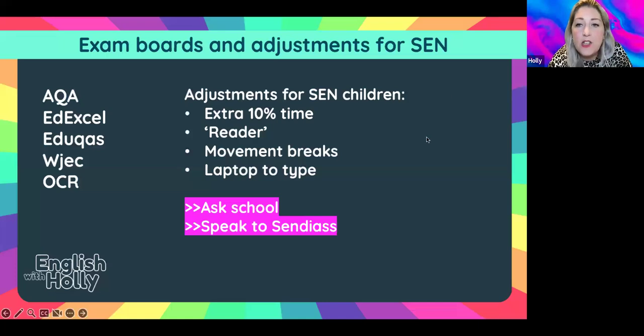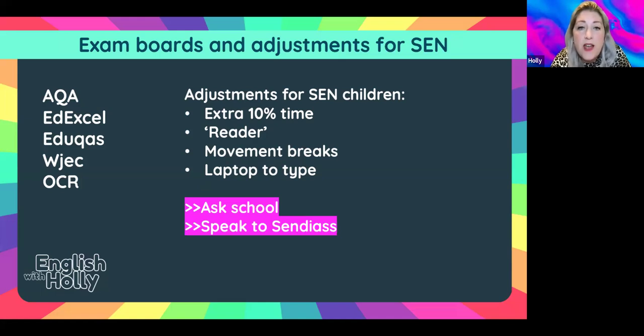Okay, so adjustments for special educational needs. This is not an area that I'm an expert in. However, if you feel like your teen might need some extra support in the actual exam for whatever reason, then speak to the school. If you feel like the school are not giving you the support you need, or not enabling your child to have access to the arrangements that they need, then you can speak to CENDIAS, who will give you lots of really good, impartial and confidential advice on that. And I have linked CENDIAS into the document I shared at the beginning.